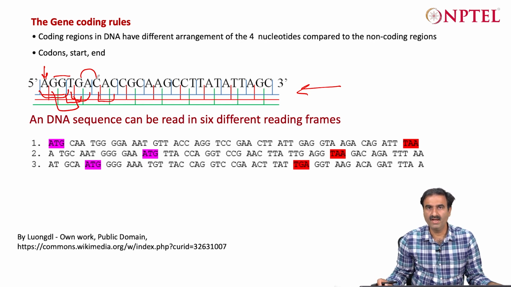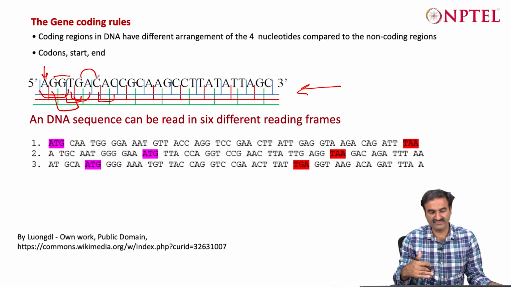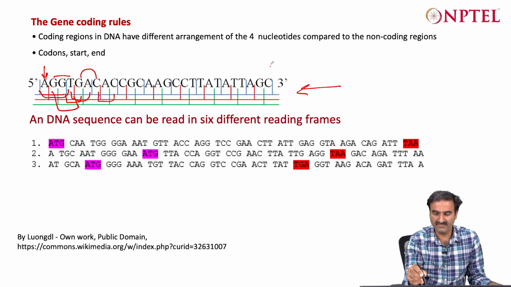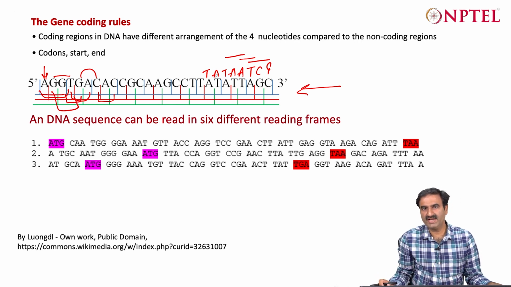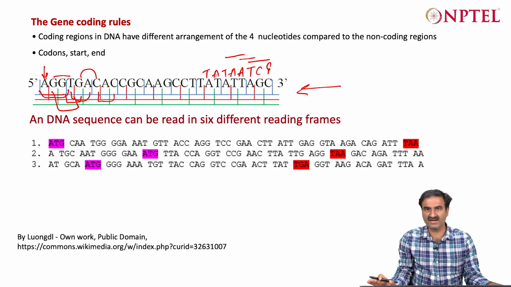Okay, and similarly if I reverse this strand, for example, this becomes G, C, T, A, T, A, T. I can again read it in this reading frame and then this reading frame and this reading frame, GCT, TAA, AT, and ATN, like that. So that means a DNA can be read in 6 different reading frames on both the strands, right?